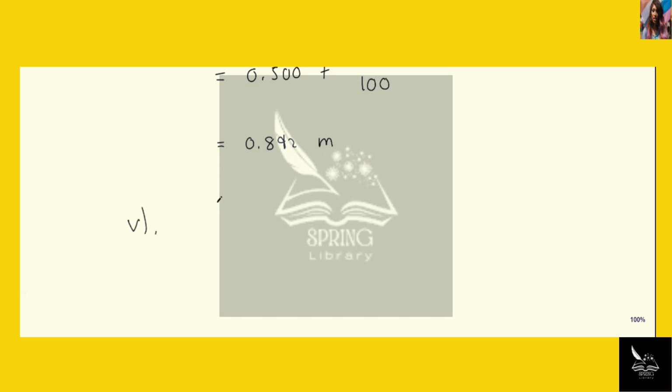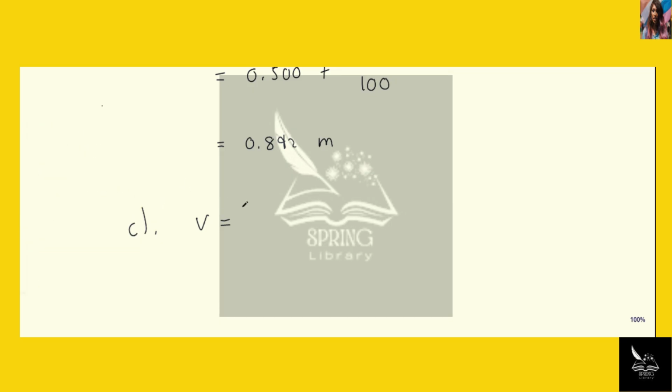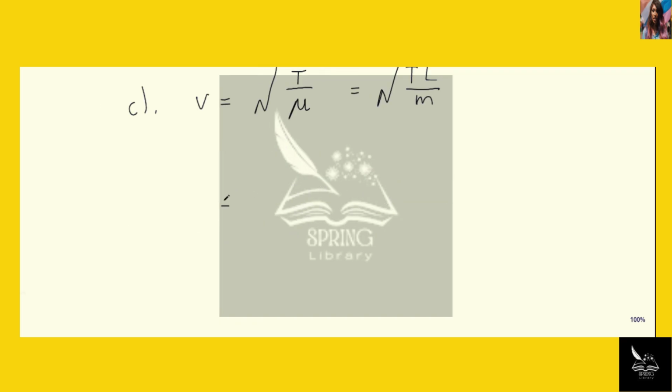Finally, we calculate the speed of the wave on the cord. And the speed v, this is actually part C. So the speed of the wave v is equal to the square root of the tension in the cord over its mass per unit length. So we can write that as the square root of T L over m. And since these values are known, we can find the speed.